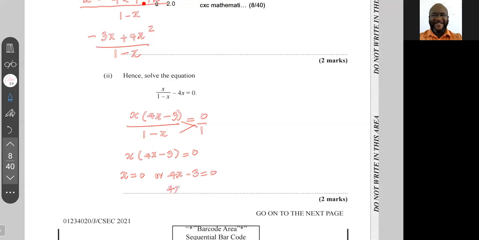4x is equal to 3. Negative 3 goes over and becomes positive. Then I divide both sides by 4. So my answers are x is equal to 0 and x is equal to 3 over 4. All right, so when I solve this equation, I got 2 answers.